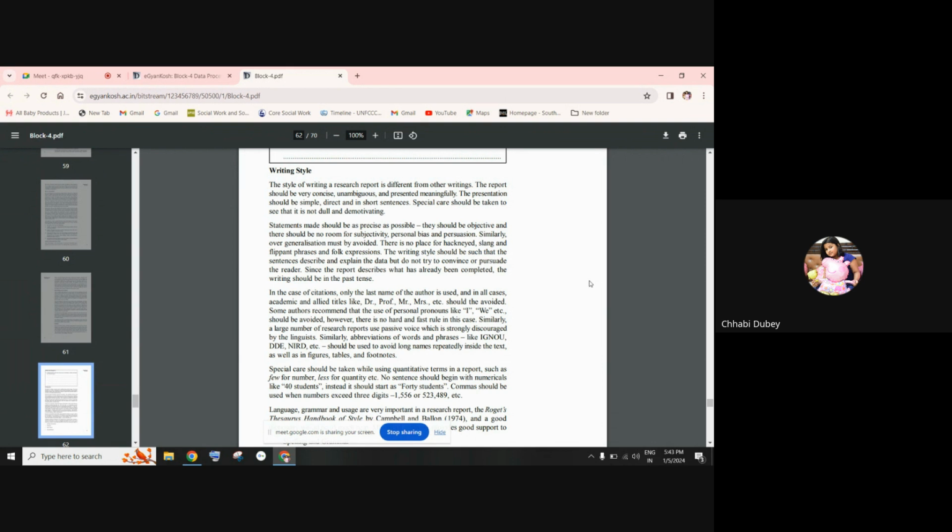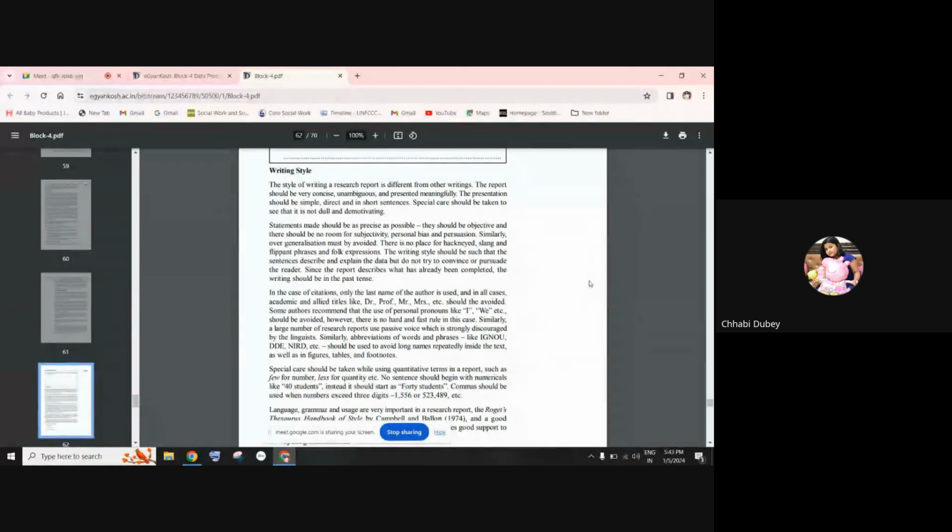Now, since the report describes what has already been completed, the writing should be in the past tense. So, whatever we are writing, it should be written in the past tense, because we should understand that the report is about the research that was carried out. And since we have already carried out the research, we are going to write the whole report in past tense.